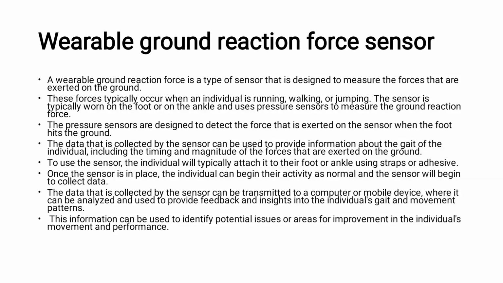To use this sensor, the person needs to attach the sensor to their foot or ankle by using straps or adhesive. Once the sensor is in place, the individual can begin their activity as normal and the sensor will begin to collect the data. The data collected by the sensor will be transmitted to a computer or any mobile device. Then it will give feedback regarding the person's gait movement. Gait movement means walking pattern.